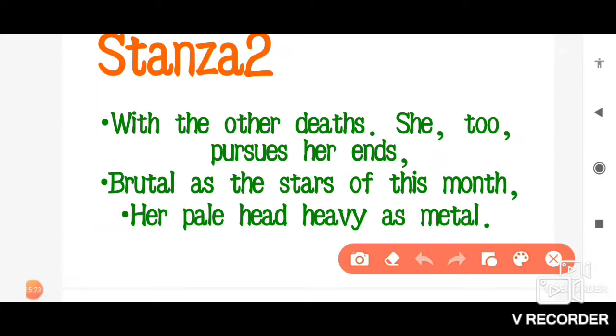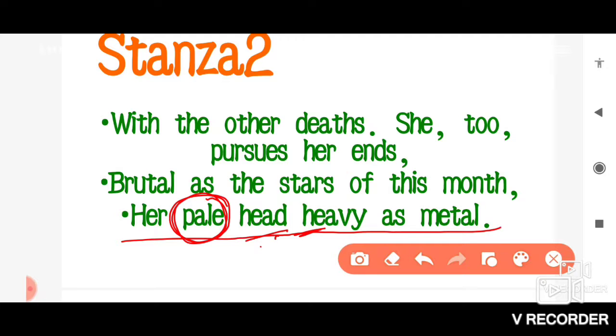And in the end, her pale head heavy as metal. So मैंने पहले ही कहा, when it has to push its stem out through the thick and hard layers of snow, what happens to it? The flower becomes pale. The flower becomes pale, and because its head is heavy, it has been compared to the metal.